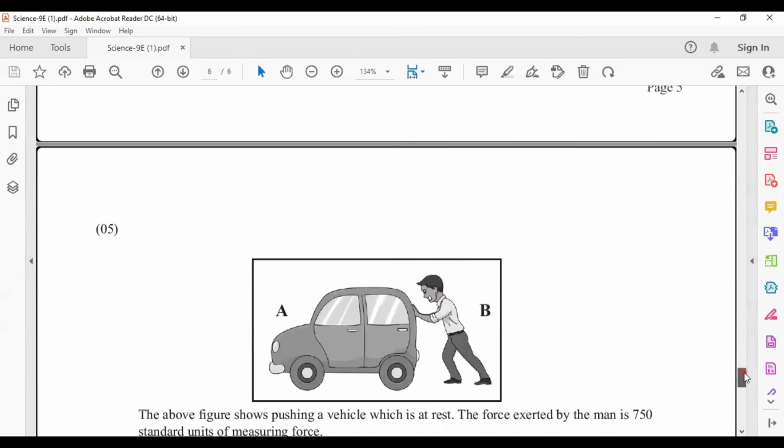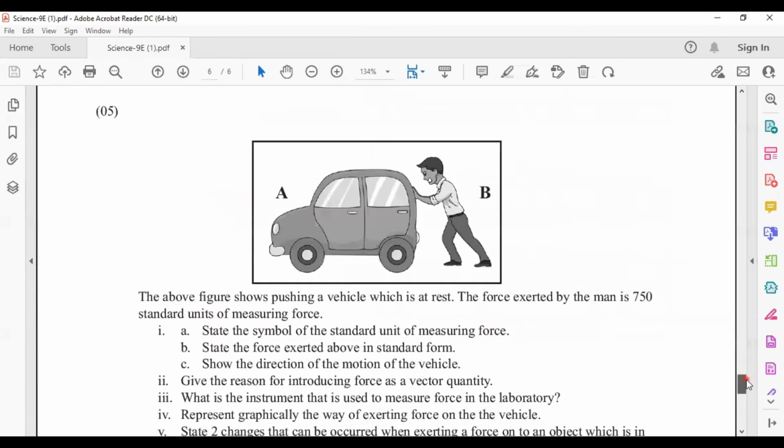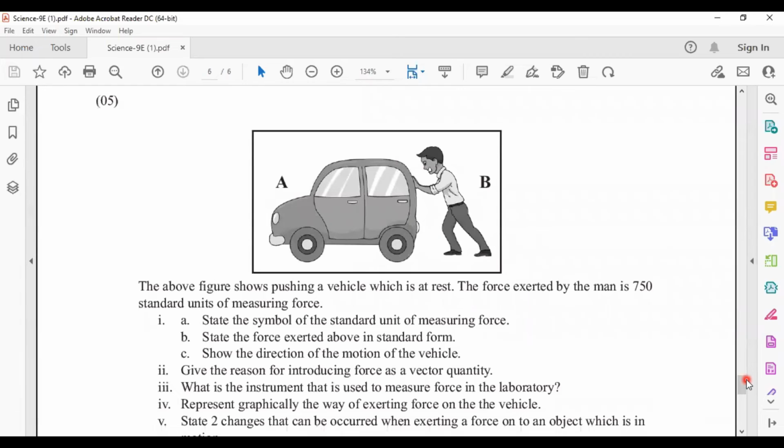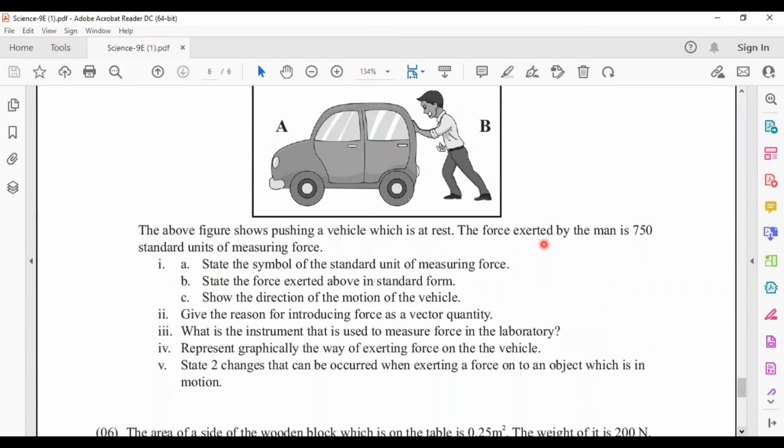Now we will move to the 5th question. The above figure shows pushing a vehicle which is at rest. The force exerted by the man is 750 standard units of measuring force. State the symbol of the standard unit of measuring force. The symbol is N, Newton. State the force exerted above in standard form, 750 Newton. Show the direction of the motion of the above vehicle. You have to show it by using an arrow.